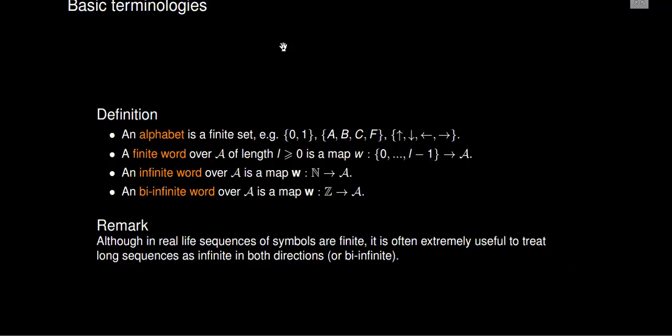First of all, the definition of the alphabet. Actually, an alphabet is a finite set, like 0 and 1, like A, B, C, or some notation, like up, down, right, left, and so on.